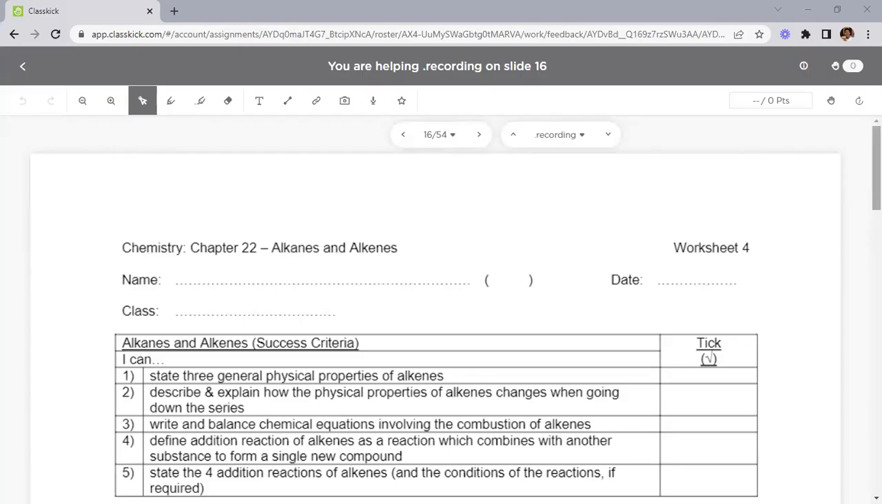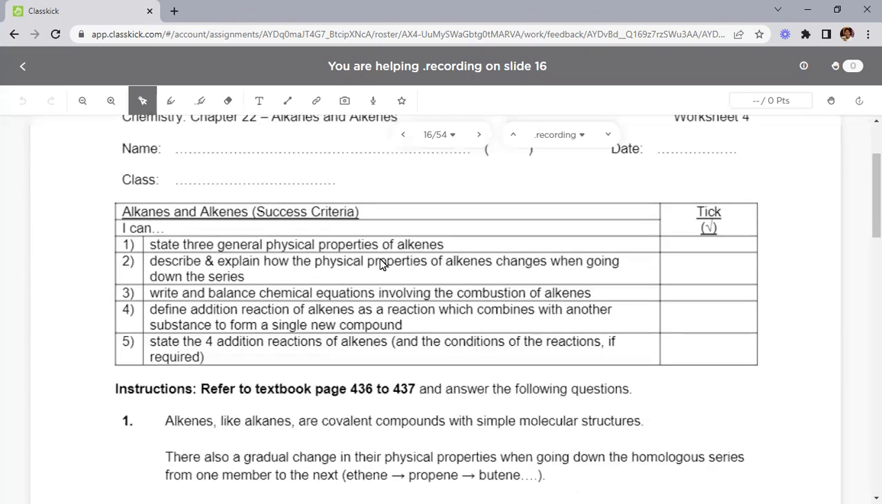Okay, so we are going to carry on with worksheet 4 for alkanes and alkenes. We have actually covered alkanes already. We have covered the general idea of what alkenes are. Now we're going to look at the properties of alkenes. In this worksheet 4, we'll be looking at the physical and chemical properties of alkenes.